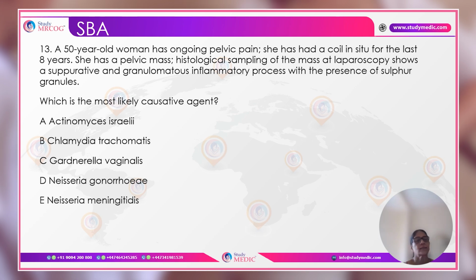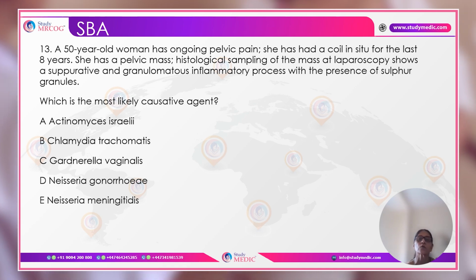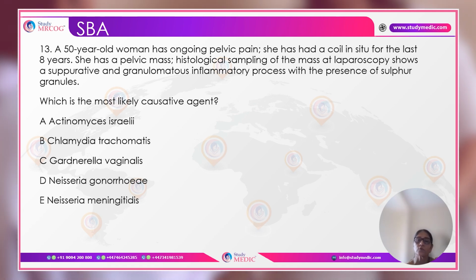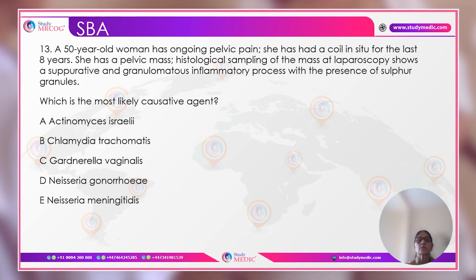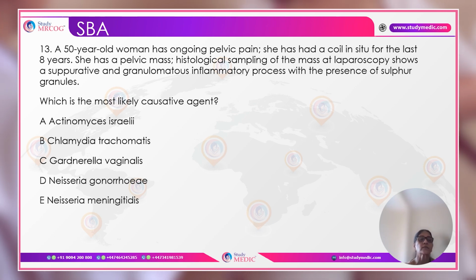Okay, another very commonly asked question is you have this 50-year-old woman, she has pelvic pain, and she has had a copper coil in situ for the last 8 years. When you examine her, you notice that she has a pelvic mass and she has undergone a laparoscopy for the chronic pelvic pain, and the histological sample shows the presence of sulfur granules. So what is the most likely causative agent for her chronic pelvic pain or for the pelvic mass? It could be Actinomyces israelii, Chlamydia trachomatis, Gardnerella vaginalis, Neisseria gonorrhoeae or Neisseria meningitidis.